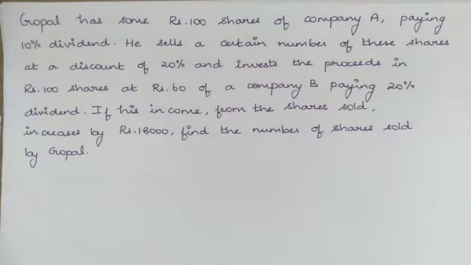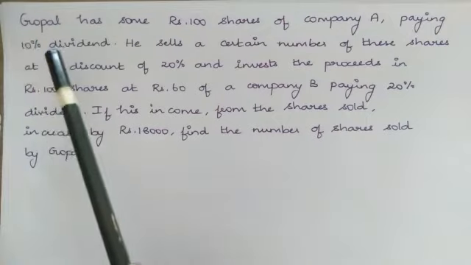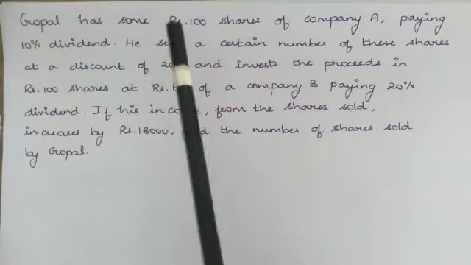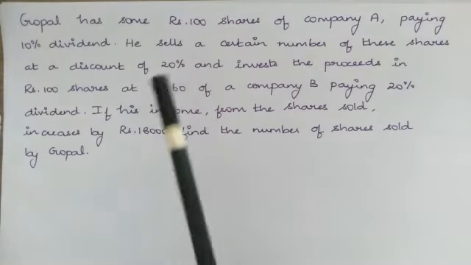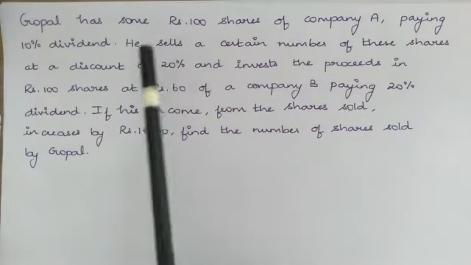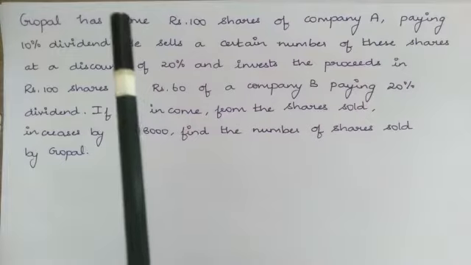All these terms are very important whenever we discuss problems on shares and dividends. So let's start working on this problem. We have Gopal, who has rupees 100 shares of company A. The company is paying a 10% dividend to him. This 10% dividend is based on the face value of his share, that is, the rupees 100 share. Now he sells a certain number of shares at a discount of 20%.